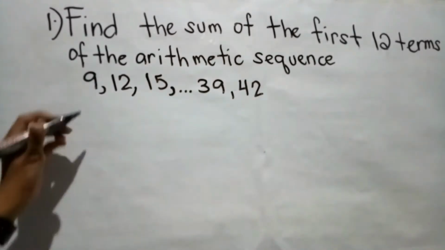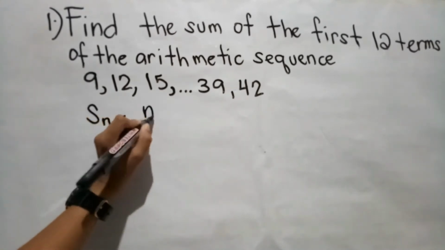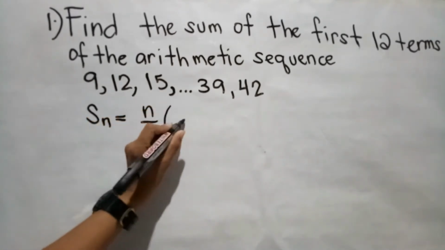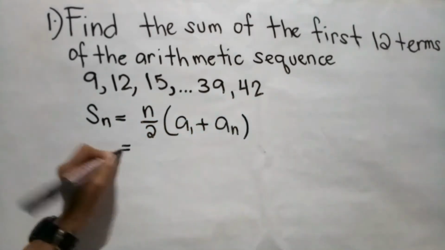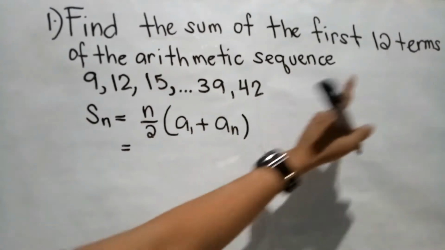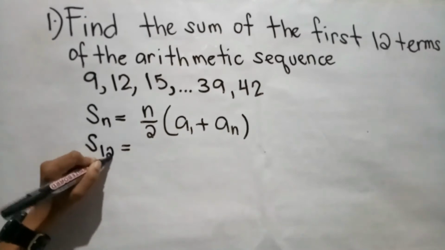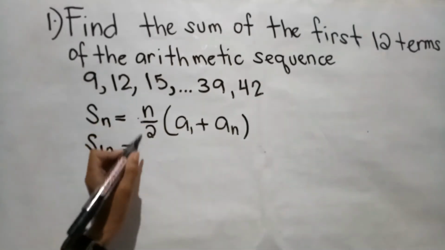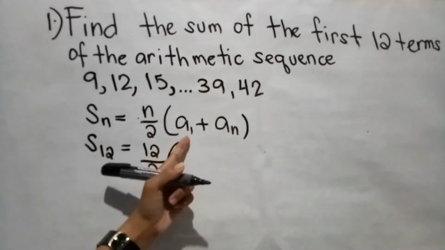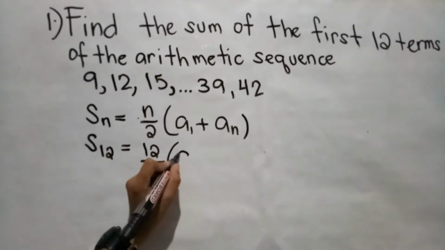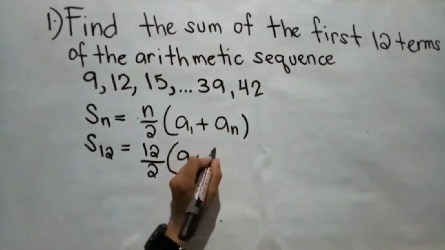So our formula is S sub n is equal to n divided by 2 multiplied by a sub 1 plus a sub n. Then let's solve the sum of how many terms? So we have 12 terms. So S sub 12, the sum of the 12 terms, is equal to n, which is 12, divided by 2 multiplied by a sub 1, which is 9, plus the last term, and that is 42.